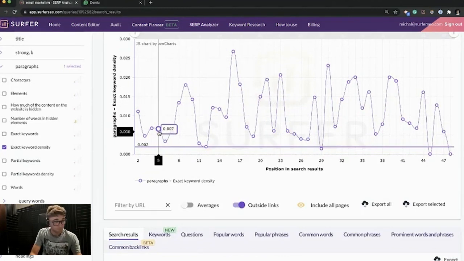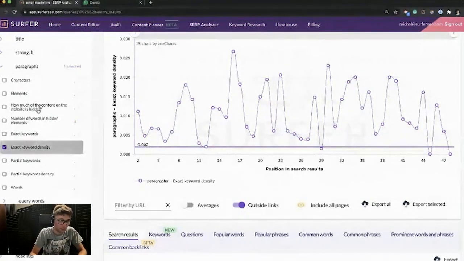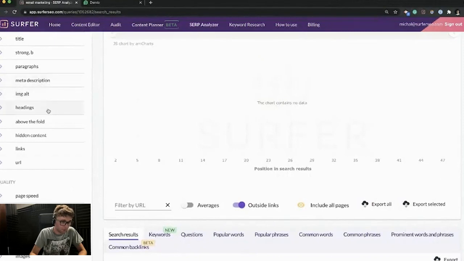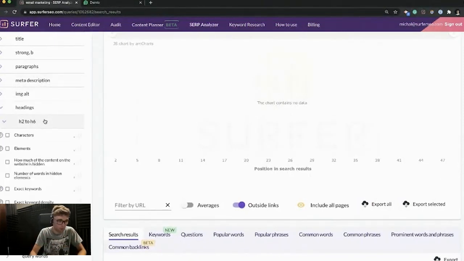So what do we do next? We take note that I need to add more keywords to paragraphs. And keywords in this case means that I need to increase the amount of the email marketing term in paragraphs. Let's take a look at different factors. Let's take a look at headings, subheadings in total from H2 to H6.